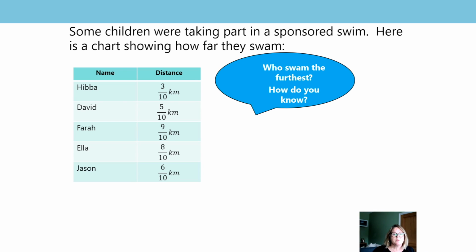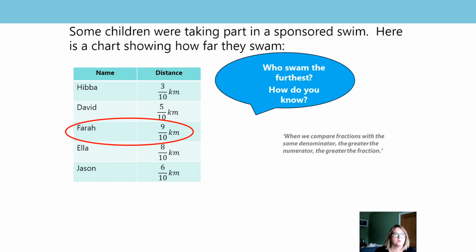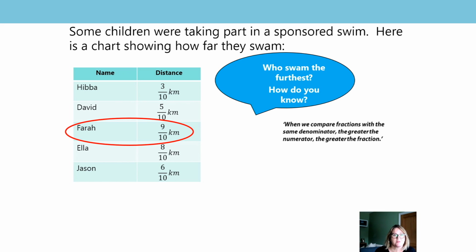So can we tell who swam the furthest? How do you know? That's right, we know that when we compare fractions with the same denominator, we can compare by looking at the numerator. And the largest numerator here is 9. So 9/10 of a kilometre was the furthest distance swam. Farah swam the furthest.